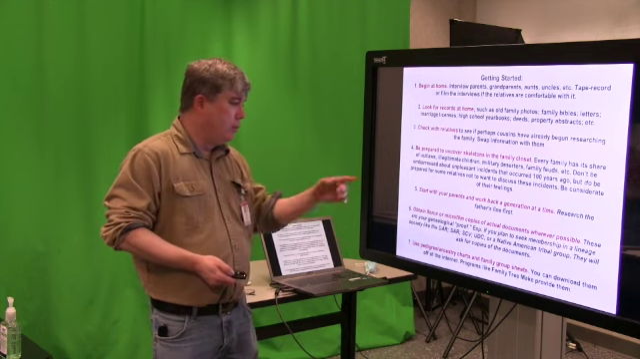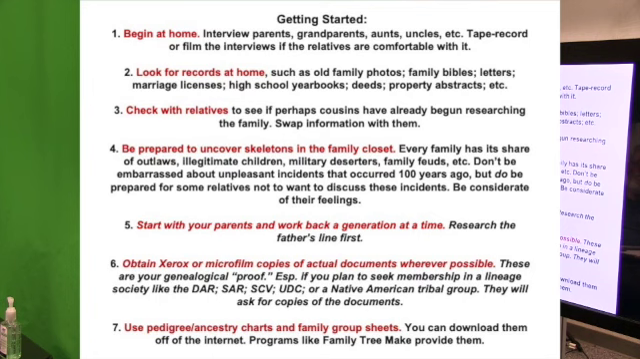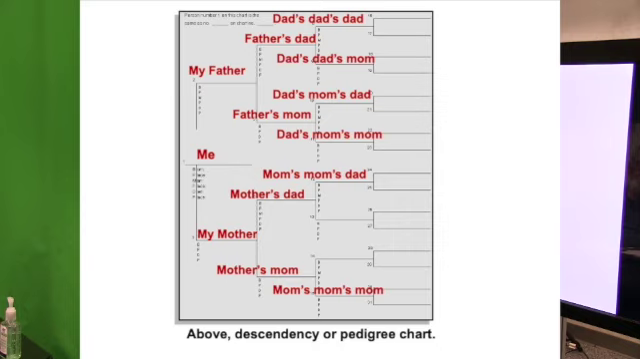Again, start with you or your parents and work backward a generation at a time. Get copies of your actual documents and then use pedigree charts, ancestry charts, and family group sheets, or get a family tree maker program or something similar, because this really makes it a lot easier to organize your research. This is what the old style charts used to look like that you had to fill in by hand.